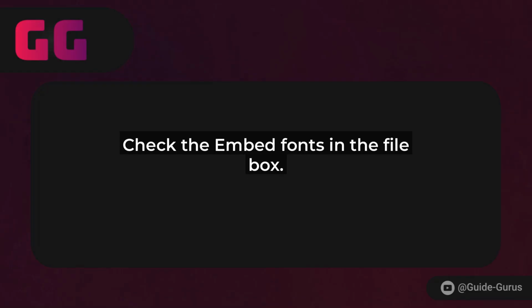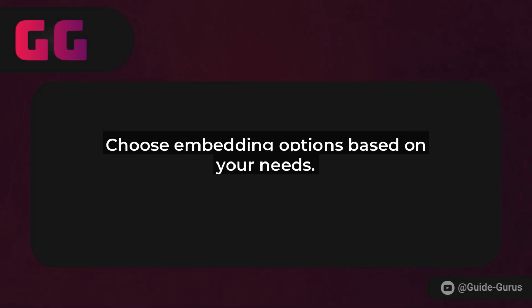Step 3. Look for the Embed Fonts in the File checkbox. Tick that box to enable it. You'll see sub-options like Embed only the characters used in the presentation to keep the file size down, or Embed all characters if you want full flexibility. Choose based on your needs. For most users, the first option works great to save space.